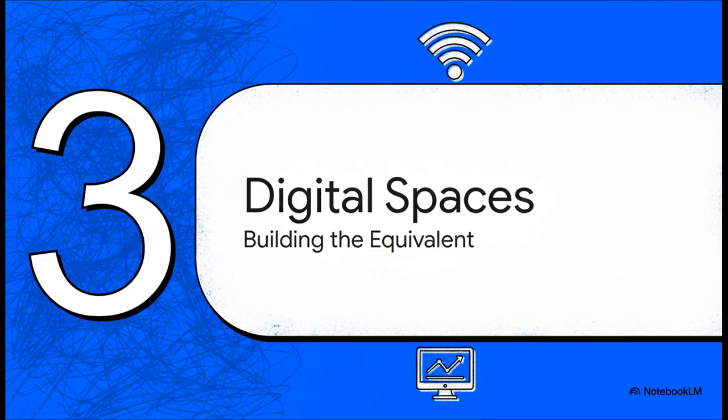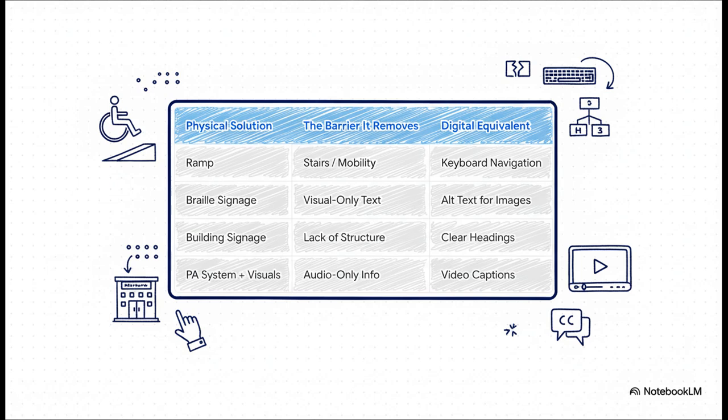Okay, now let's make the jump to the digital world. And what's so fascinating here is that for just about every physical solution we just talked about, there's a digital equivalent. This is where it all connects. Think about it. A physical ramp helps you get around a building, while the digital version of that is keyboard navigation, which lets you move through a website without a mouse. Braille gives a non-visual way to read text. Its digital twin is alt text, which describes an image for a screen reader.